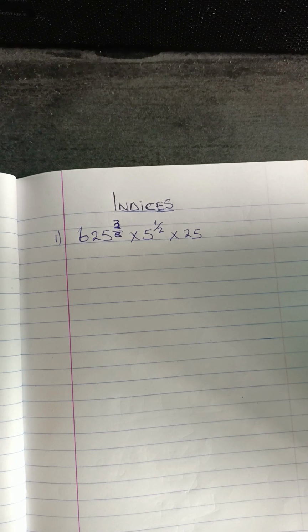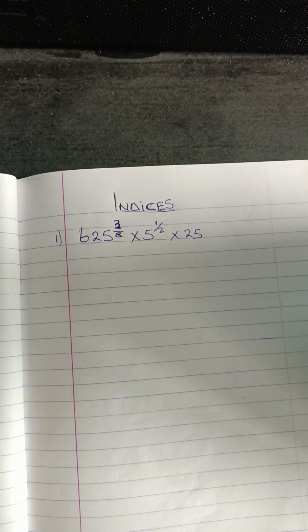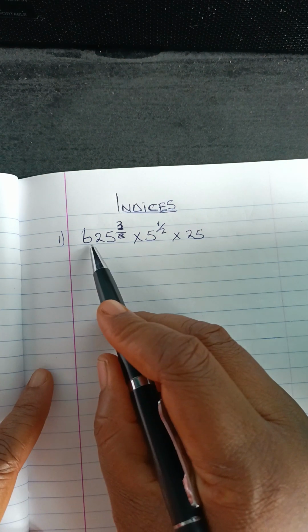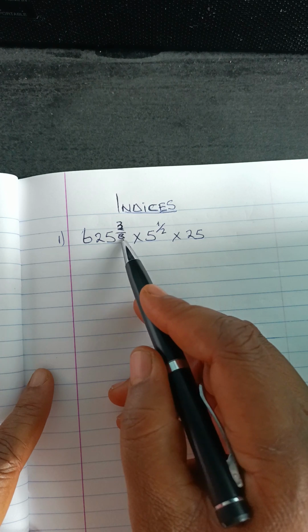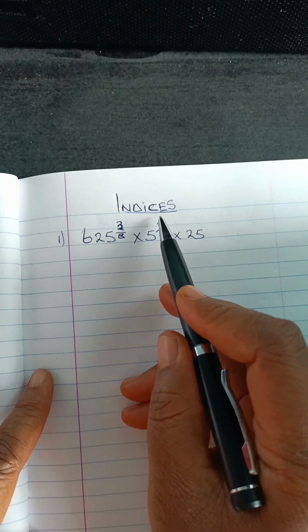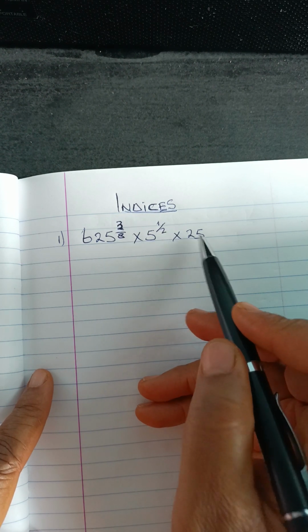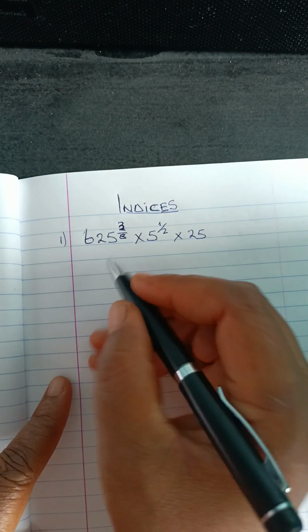So we'll be learning indices today. So we have 625 raised to the power of 3 over 8 times 5 raised to the power of 1 over 2 times 25. So what do we do first?